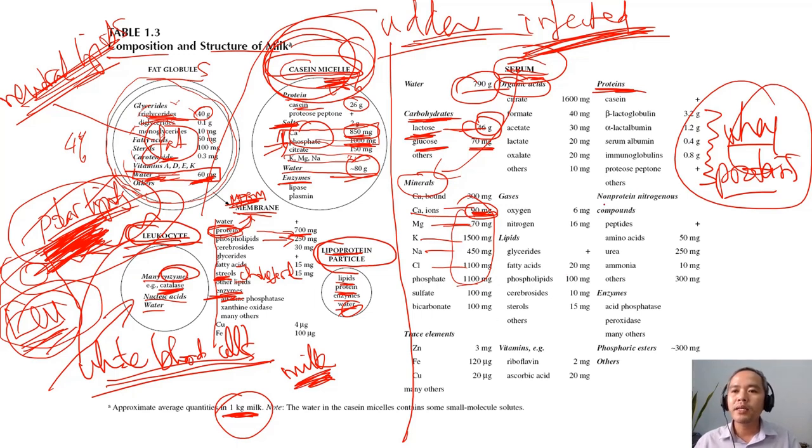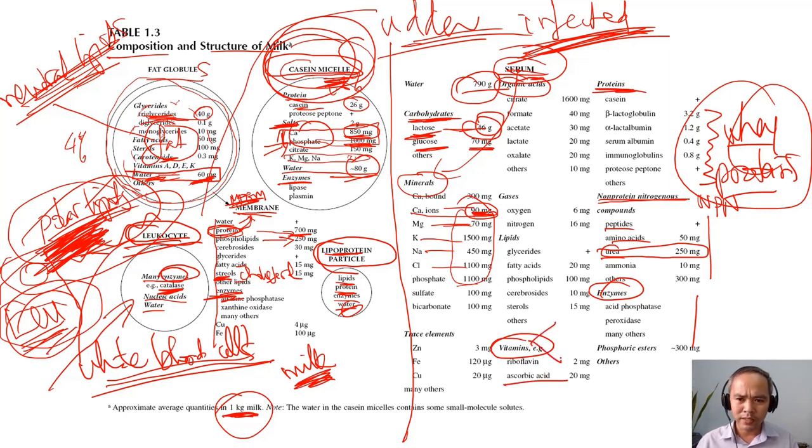There is also NPN. This one you call NPN, non-protein nitrogenous compounds. The compounds which contain nitrogen inside, but they are not protein. For example, the peptides, the free amino acids, urea, and so on. They also occur at some level in milk. Even urea occurs in milk. And then enzymes, some soluble enzymes in the serum. Vitamins, some water-soluble vitamins. Vitamins include two groups, water-soluble and fat-soluble. The fat-soluble vitamins stay here, see, A, D, E, K. But here in the serum, we have water-soluble vitamins. There are also some trace elements, some elements which occur at very low concentration.